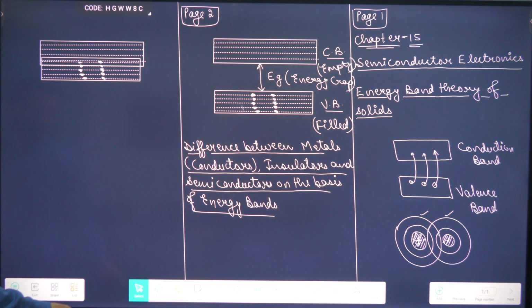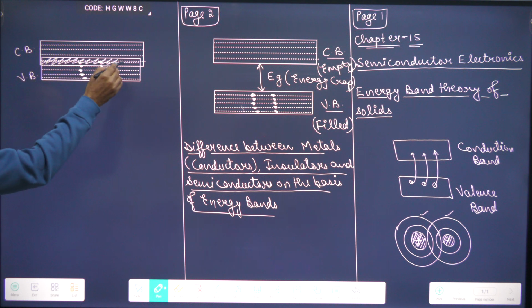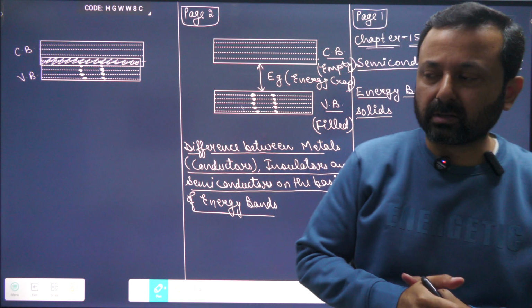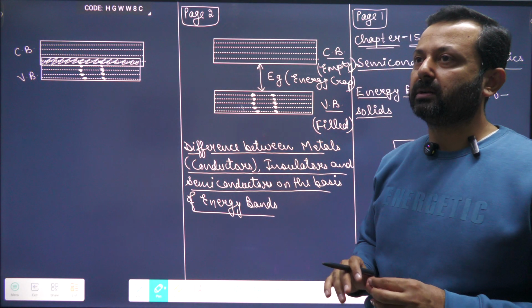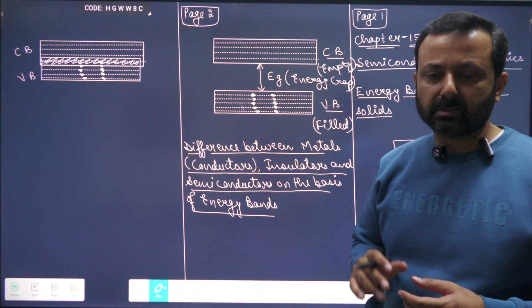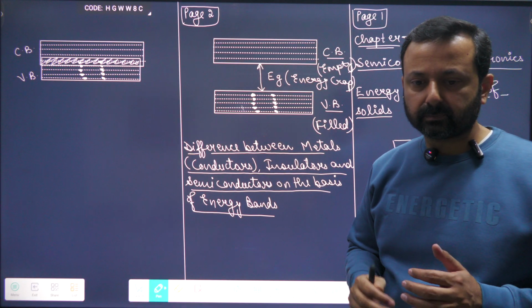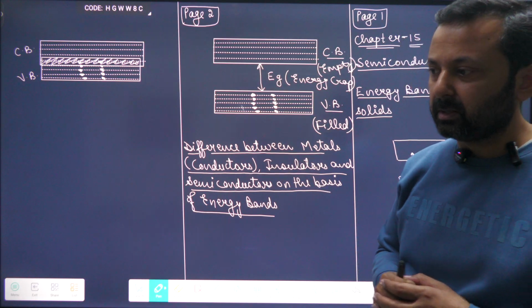So this is the valence band and this is CB. CB means conduction band. So they partly overlap each other. That's why electrons from the valence band get sufficient chance to move to the conduction band and hence they constitute electric current. So that's why they are called conductors, because they conduct electricity. Is this clear to you? Yes, sir. Okay.